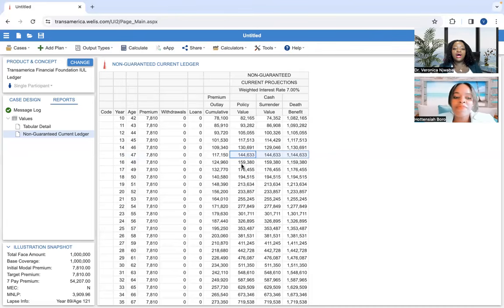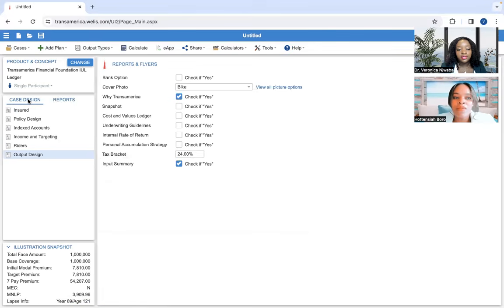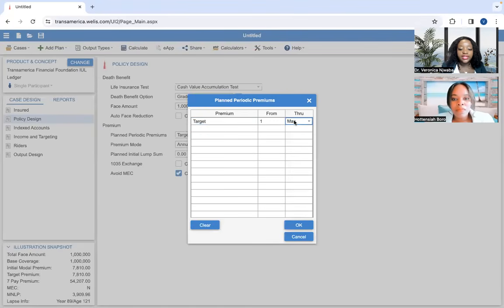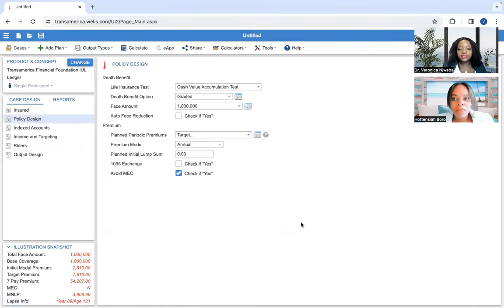Great. Now, another benefit of this account is something called autopilot. So I'm going to go back to case design. Autopilot means contributing for a period of time and then letting the policy run itself. So I'm going to click on policy design, and then go to the contribution. Our contribution is your target, right? So under target premium, I'm going to click on the calendar and put 30 years. That's all I'm doing. And then I'm going to calculate.